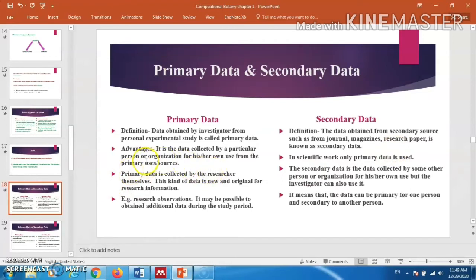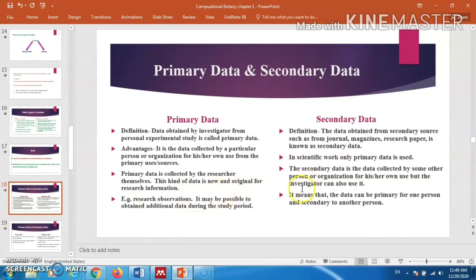Then what are the advantages of primary data? It is the data collected by a particular person or organization for his or her own use from the primary sources. In scientific work, only primary data is used. Primary data is collected by the researchers themselves. This kind of data is new and original research information.